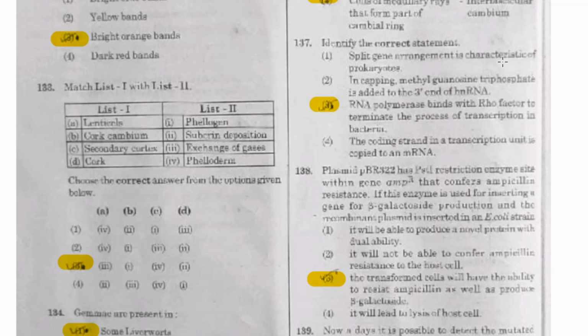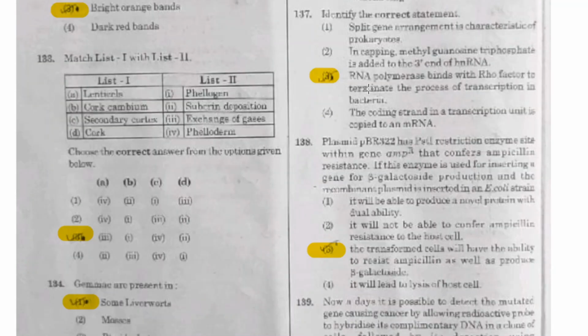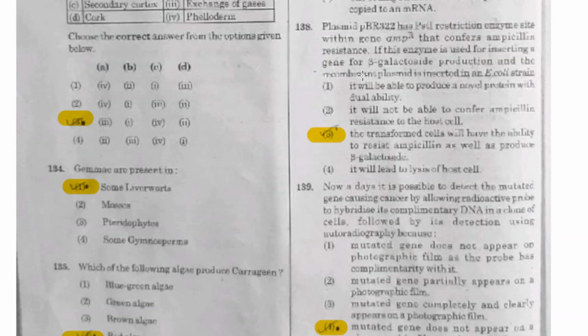And identify the correct statement. A split gene arrangement is characteristic feature of a prokaryote. Correct statement? And in this, split gene is not seen there. And here in capping, methyl guanosine triphosphate is added to the 5' end. So this is also an incorrect statement. RNA polymerase binds with rho factor to terminate the process of transcription in bacteria. This is an answer.